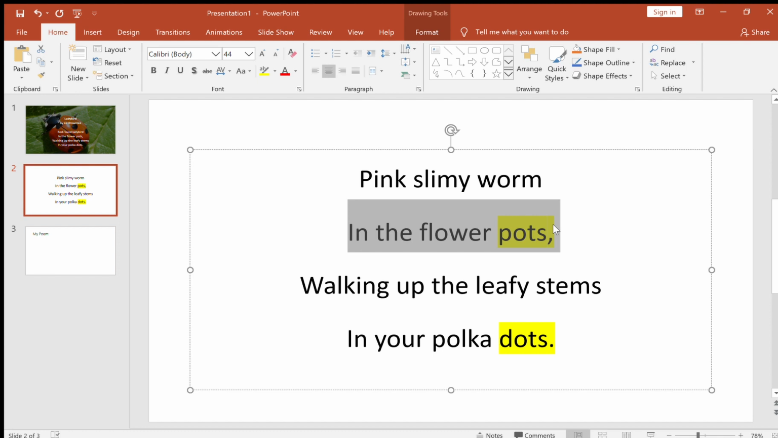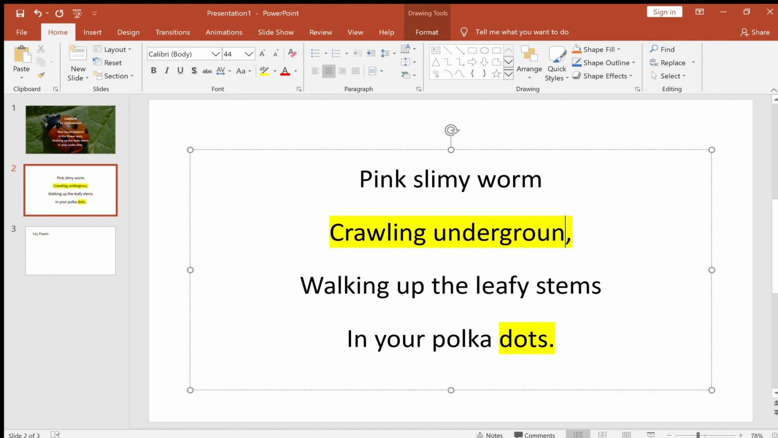We find them in the soil, in the mud, or underground. So I'm going to say crawling underground. But remember, the last word on this line needs to rhyme with another word later on. So don't choose a really hard word that you can't think of rhyming words for. You've got to help yourself for later on.